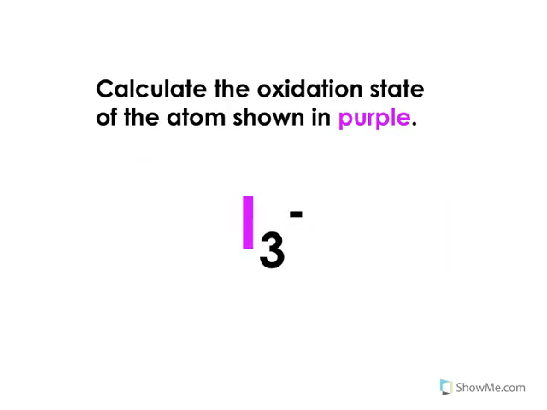Let's have a look at this example. This one's a little bit obscure. So here we've got 3 iodines all combined together, but there is an overall charge. So this is not an uncombined element. This is an example of an ion. So the overall charge is -1.